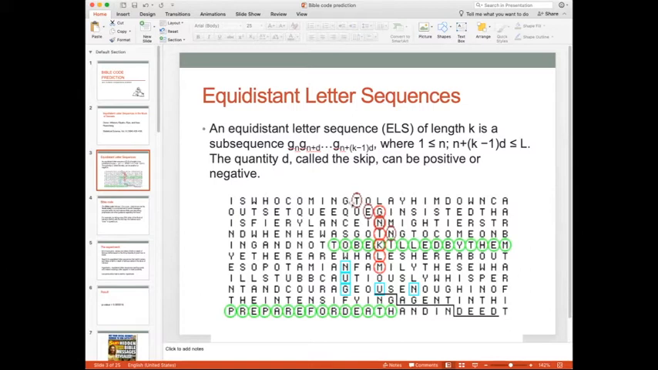If we look at this purple circle, TENN, that's an equidistant letter sequence. And here we have the red circle, MLKING. That's also an equidistant letter sequence. And then there's "to be killed by them." And then we have these GUN and GUN here. And the green circle is "prepare for death." So these are all equidistant letter sequences, okay?